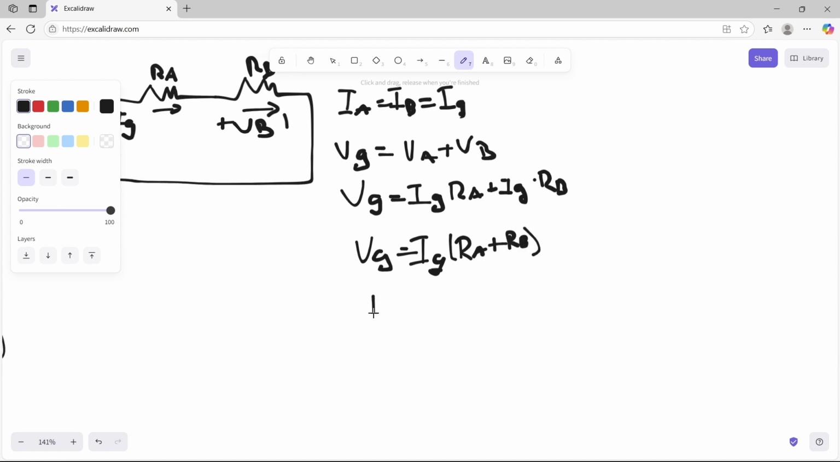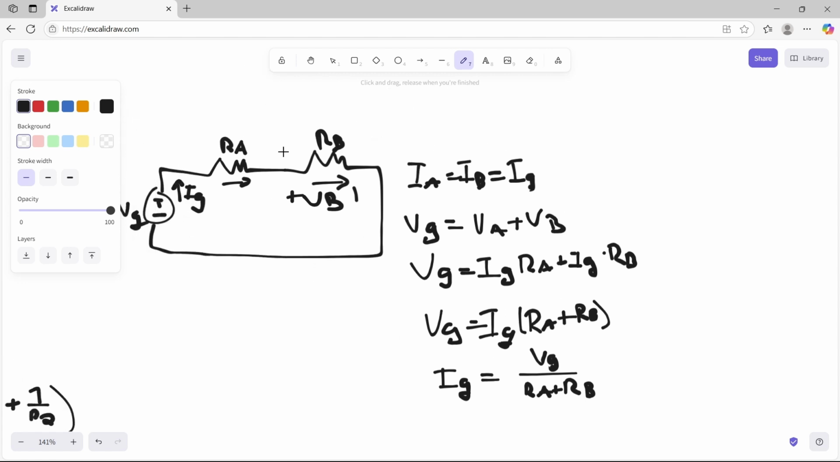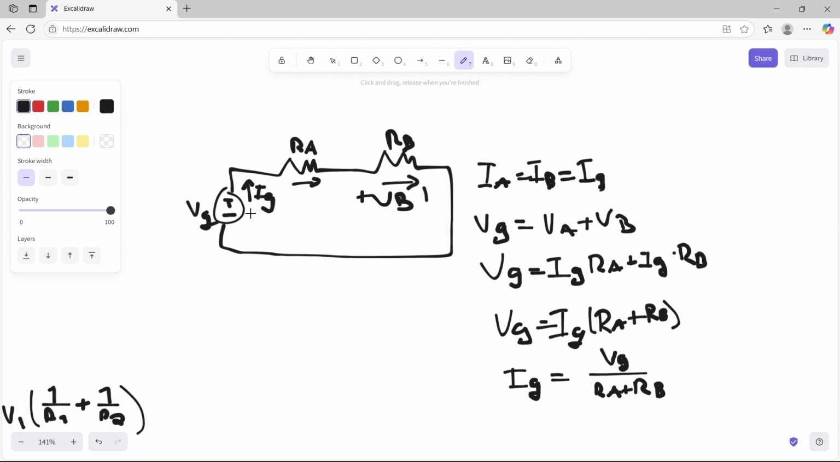And then if we wanted to calculate for IG, we can just divide VG by RA plus RB. And so this kind of points out a pretty important understanding that the current coming out of the source, in this case VG, is dictated by the resistance that it sees in the circuit. So the total resistance, in our case, just RA plus RB, will decide the value of IG.